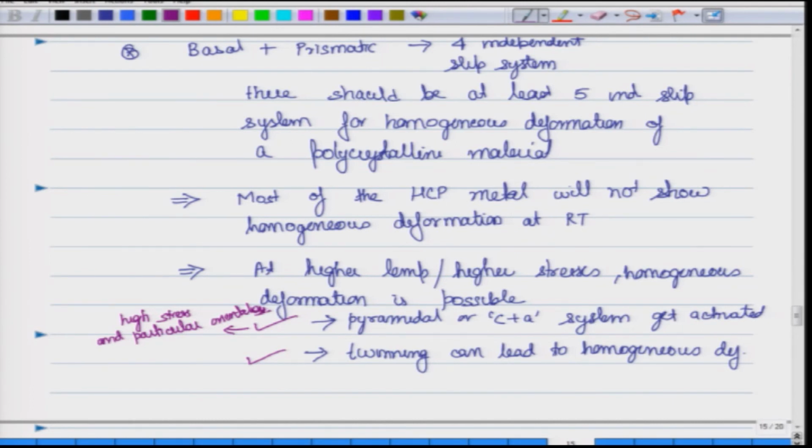So, these are some of the important things about HCP. So, HCP is not a very, you can say, deformation friendly system. All the metals which fall in this category have to be modified in some way, sometimes higher temperature, or you change their C by A ratio so that other slip systems get activated and so on, and then you would be able to get good deformation behavior.